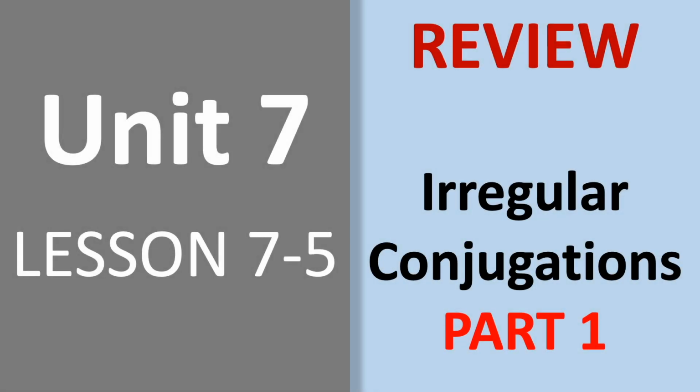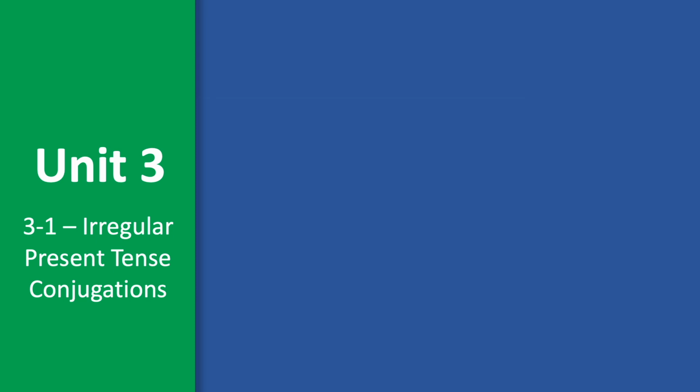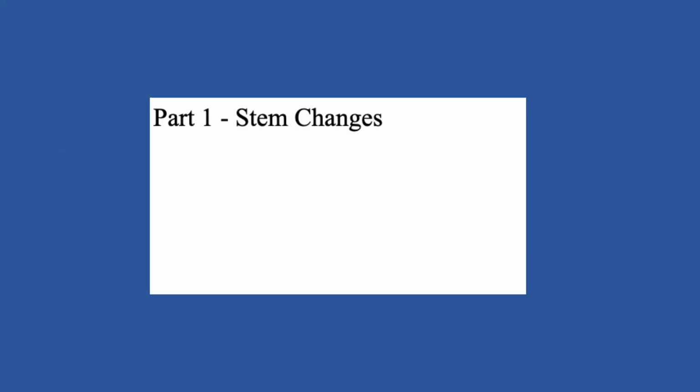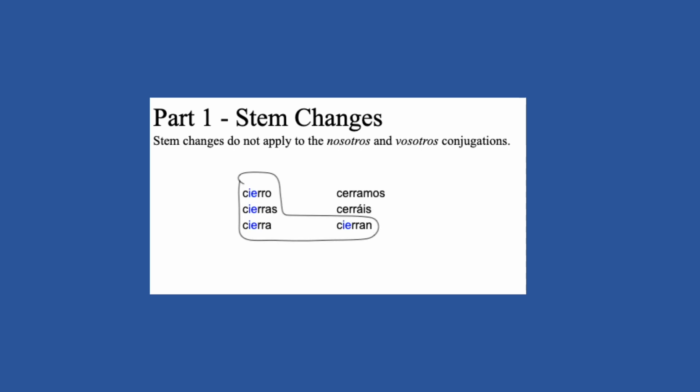This review will cover irregular conjugations under the present, imperfect, preterite, future, and conditional. First off, irregular conjugations under the present tense. We start off with stem change verbs. In the present tense, stem changes do not apply to the nosotros or vosotros conjugations.